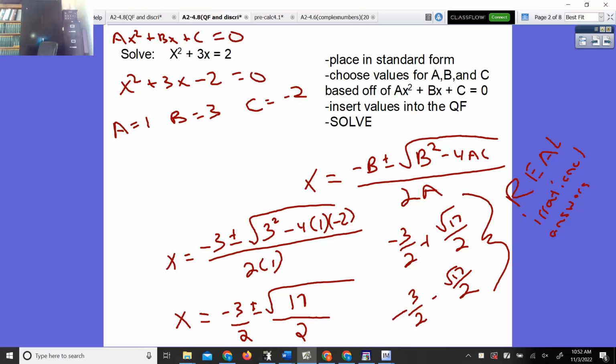The reason we did that is because it wouldn't factor. Would x squared plus 3x minus 2 factor? Are there factors of negative 2 that add to 3? So we have to rely on something else.